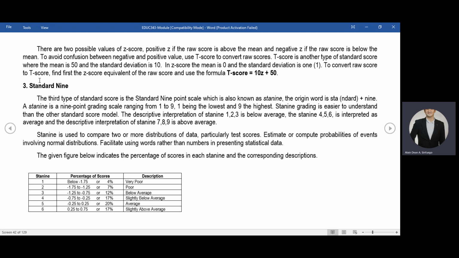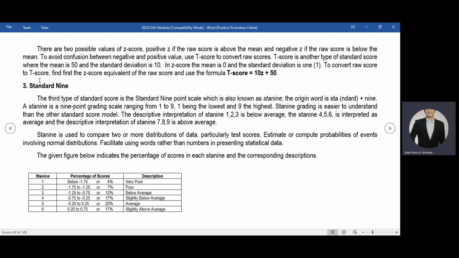Stanine, or standard nine. The origin of the word is standard and nine. That's why we call it stanine. A stanine is a nine-point grading scale ranging from 1 to 9, 1 being the lowest and 9 being the highest. It is easier to understand than the other standard score models.